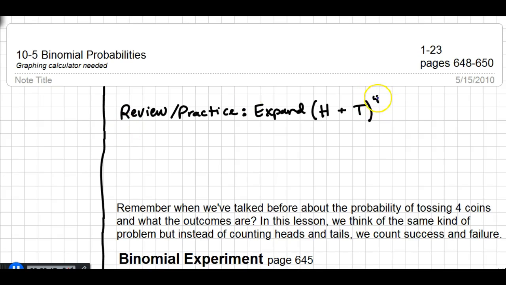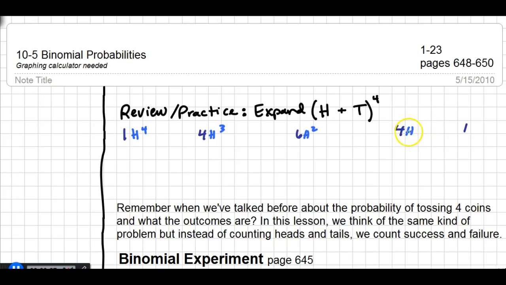Because the exponent is a 4, we would grab row 4 of Pascal's triangle, and the coefficients there are 1, 4, 6, 4, and 1. Then I would grab the first term in my binomial, in this case H, and raise it to the fourth, and then I would descend the exponents until all the exponents have been exhausted.